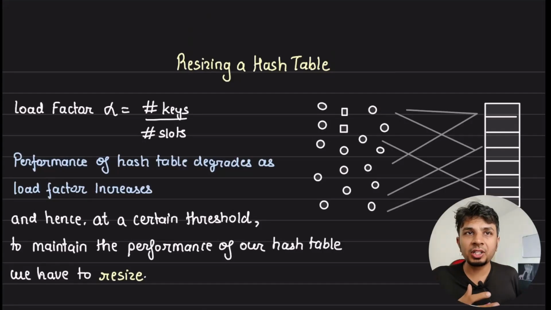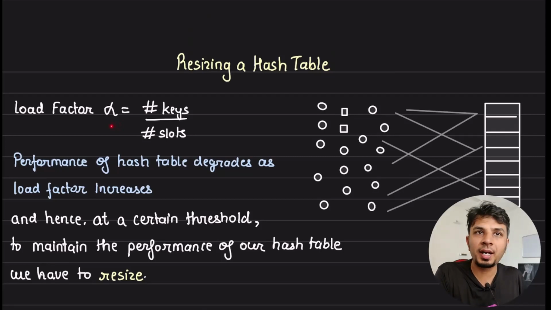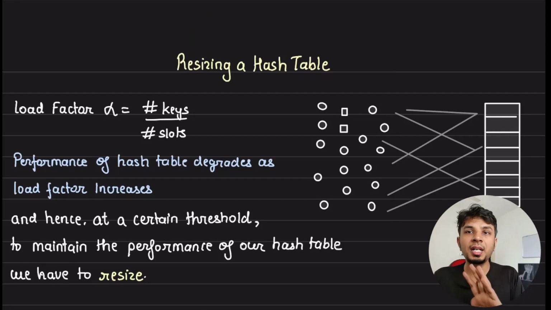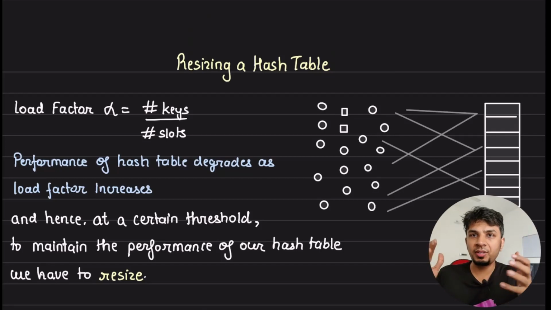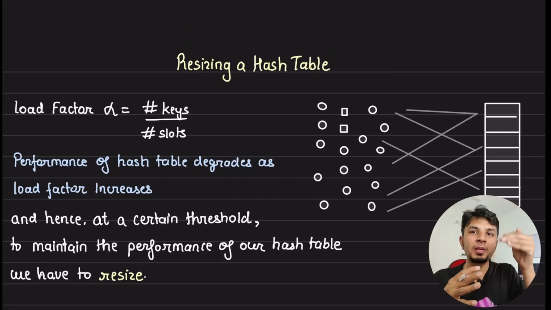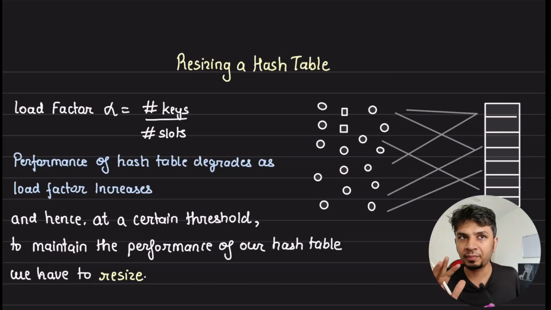So in the previous video, we looked at the quantification of performance of a hash table through a factor called load factor, which is represented by alpha. It is just a fraction of the number of keys that your hash table holds divided by the total number of slots that you have. So if you have a hash table with 50 slots and you have placed 25 keys, your load factor becomes 25 upon 50, which is equal to 0.5, right?